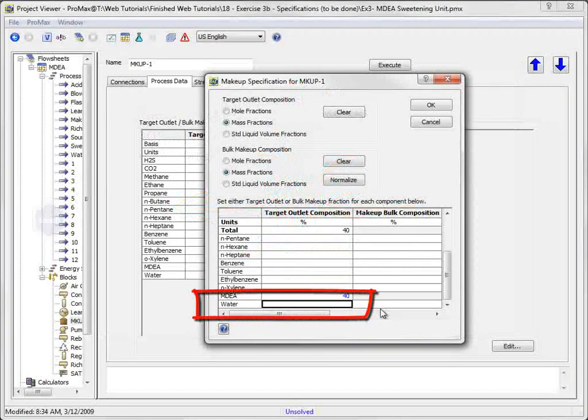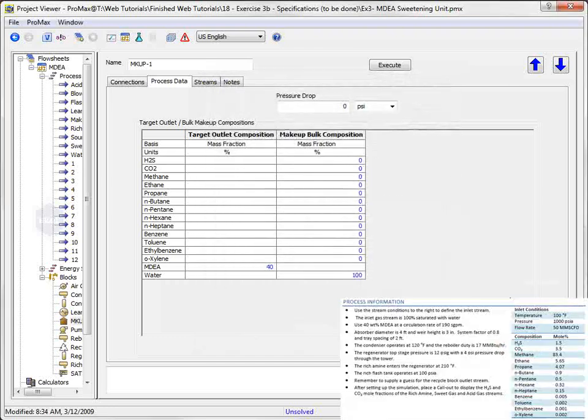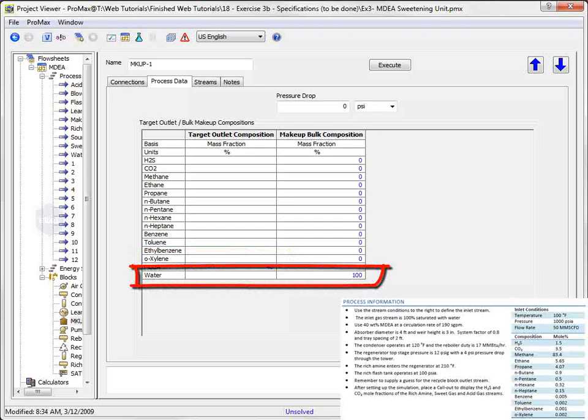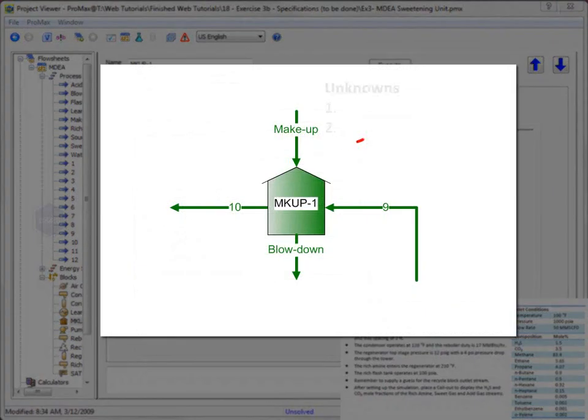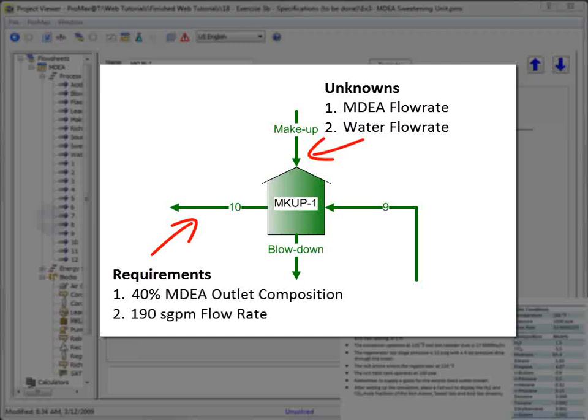Instead, we leave water blank in the target outlet composition column and say instead that the makeup bulk composition is 100% water. Promax will now solve first by looking at what is in the inlet stream, then adding any required MDEA to obtain a 40% outlet composition, while also adding pure water to obtain the required flow rate in the outlet stream. In the end, there are 2 degrees of freedom with 2 variables. The MDEA and water flow rates in the makeup stream solve for the outlet composition of 40% MDEA with a flow rate of 190 standard gallons per minute.